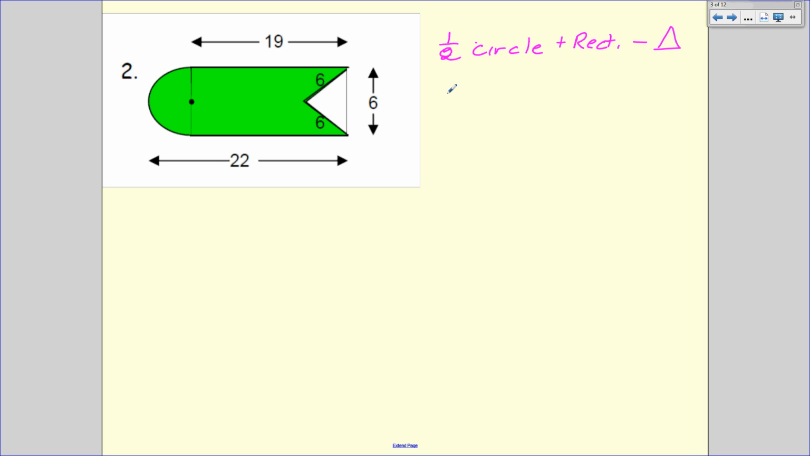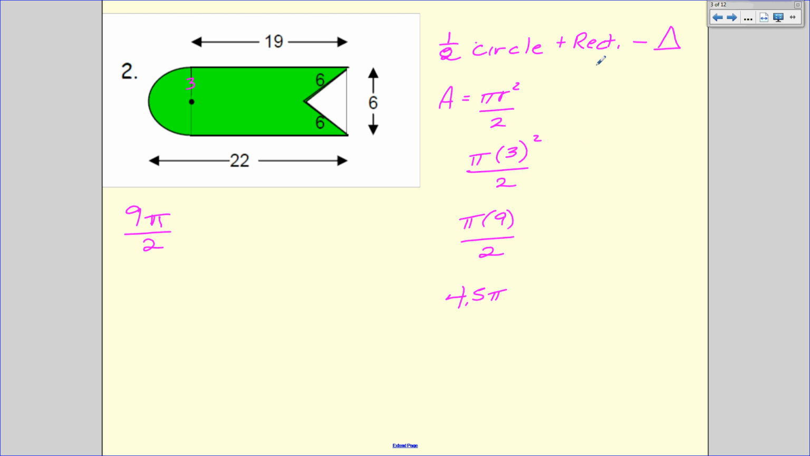So first of all, the area of a circle is pi r squared, but I only need half of it, so I'm going to divide it by 2. So pi radius squared divided by 2. Well, the diameter is 6, so that makes the radius 3. So this would be pi times 9 over 2. So this would be 4.5 pi. Or if we do exact, I'm going to go ahead and go over here and write 9 pi over 2.